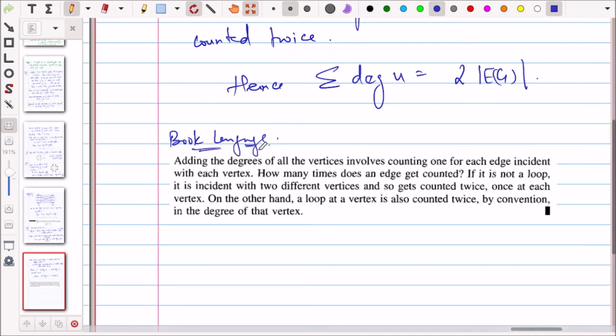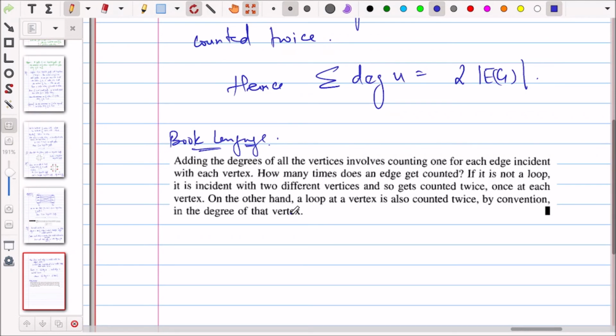ठीक है. So if you see that adding the degrees of all the vertices involves counting one for each edge incident with each vertex. How many times does an edge get counted? If it is not a loop, it is incident with two different vertices, so gets counted twice, one at each vertex. On the other hand, a loop with a vertex is also counted twice by convention in the degree of that vertex. So इसलिए हमारे पास twice the number of edges आ जाते हैं, ठीक है.